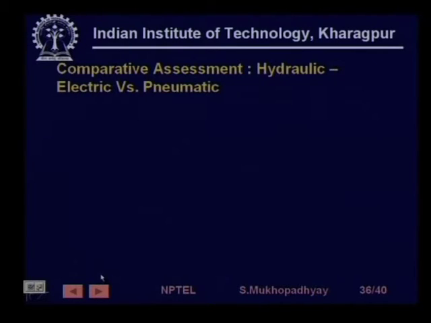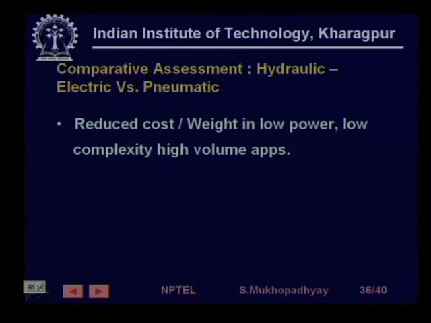Now, we come to the last topic, which is the comparison of hydraulic, electric and pneumatic systems. It turns out that for low power, low complexity, high volume applications, pneumatic systems tend to give you an advantage. That is why it is used in things like pneumatic tools in large assembly shops, like in an automotive factory.